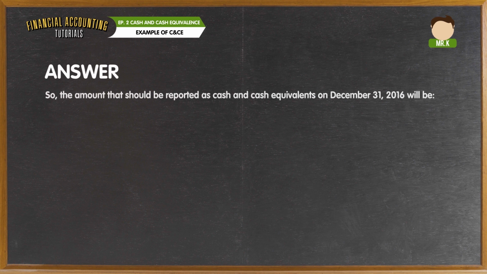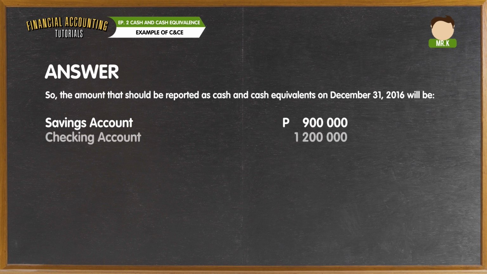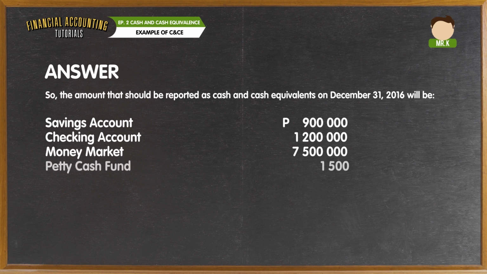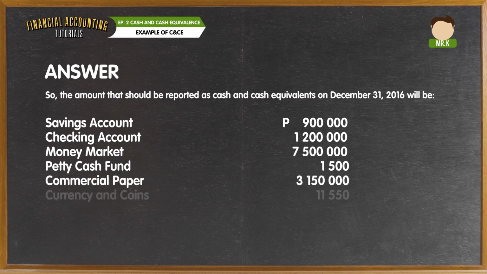So the amount that should be reported as cash and cash equivalents on December 31, 2016 will be savings account, 900,000, checking account, 1,200,000, money market, 7,500,000, petty cash fund, 1,500, commercial paper, 3,150,000, currency and coins, 11,550, with a total of 12,763,050 pesos.